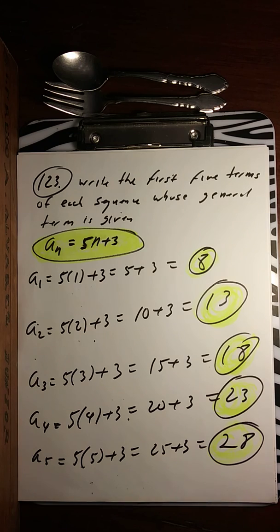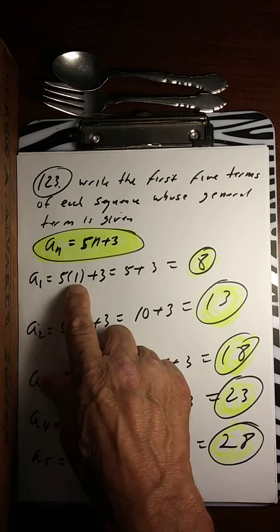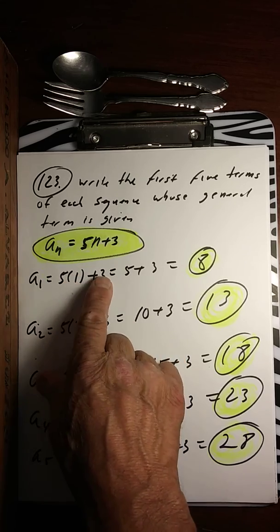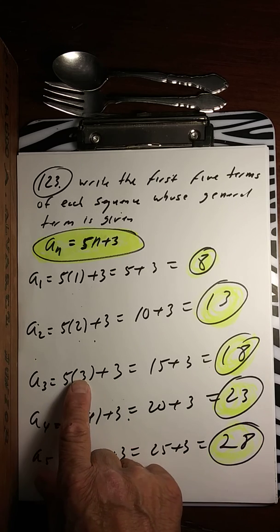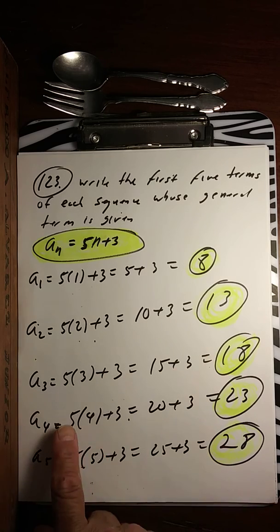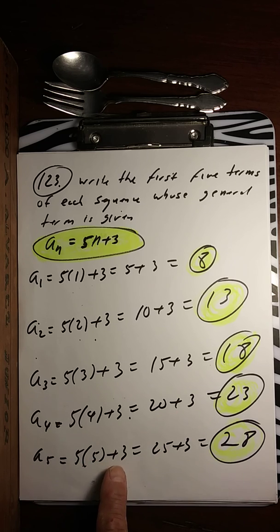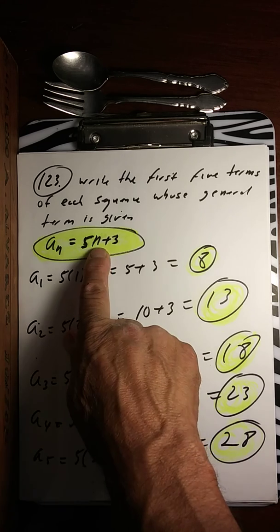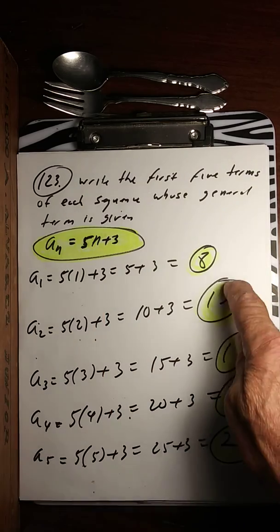Write the first 5 terms of each sequence, whose general term is this. So put 1 in there. 5 times 1 is 5, plus 3 is 8. 5 times 2 is 10, plus 3 is 13. 5 times 3 is 15, plus 3 is 18. 5 times 4 is 20, plus 3 is 23. 5 times 5 is 25, plus 3 is 28. Start with the formula, put 1, 2, 3, 4, 5 in that formula. You're going to get these answers right here.